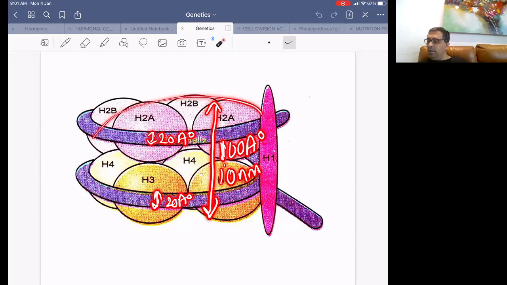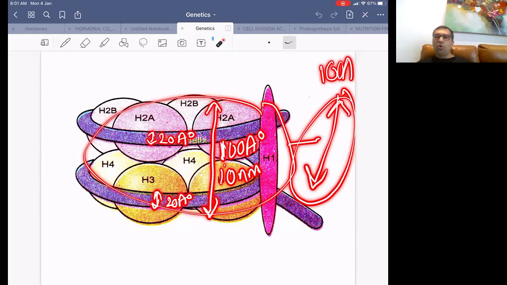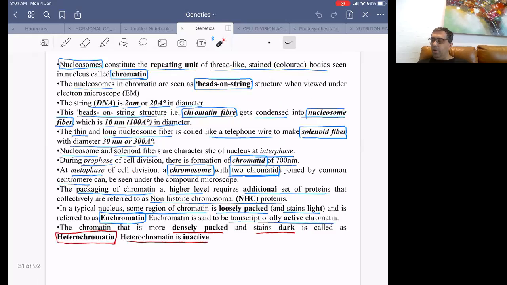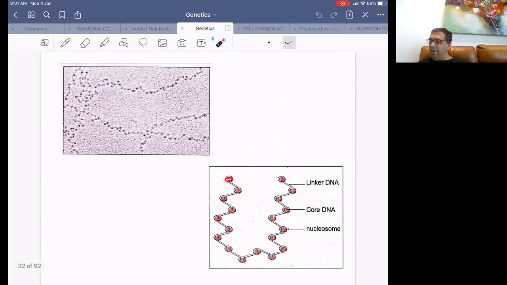This is one bead, and this is string, and then another bead. This is 100 angstroms, which is called chromatin fiber. And this is 100 angstroms each, which is bead on a string.